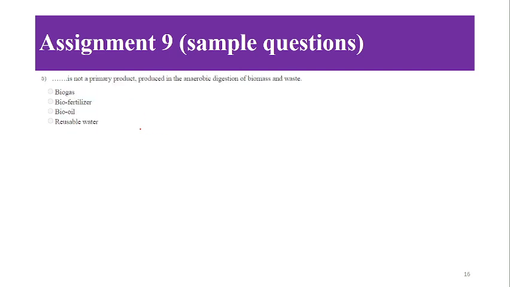Next question. Dash is not a primary product produced in the anaerobic digestion of biomass and waste. So as I have discussed, biomass can produce biogas, it can produce biofertilizer, and also because you are treating the wastewater, it can produce reusable water, but it does not produce bio oil. So the correct answer here is bio oil.